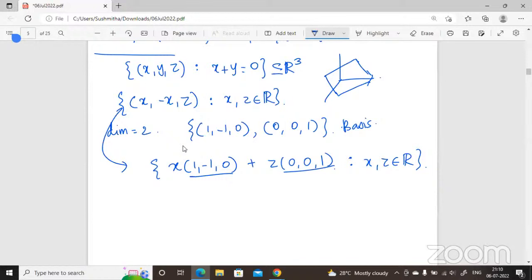So is it clear how we found the basis? Yes, ma'am. Yes, madam.